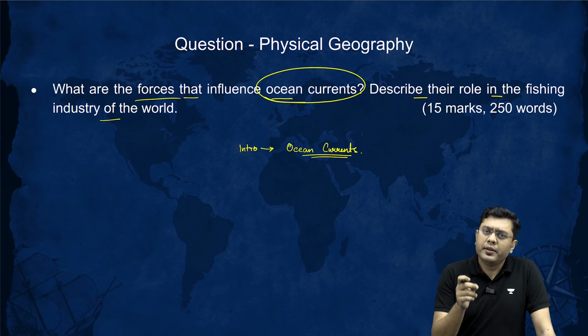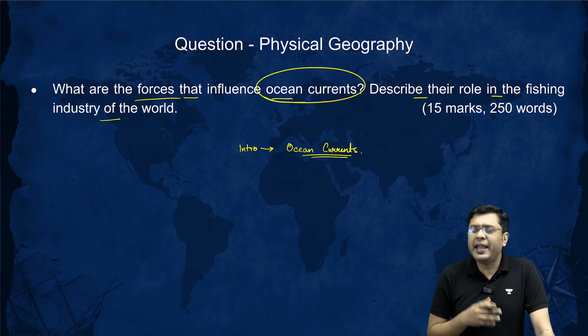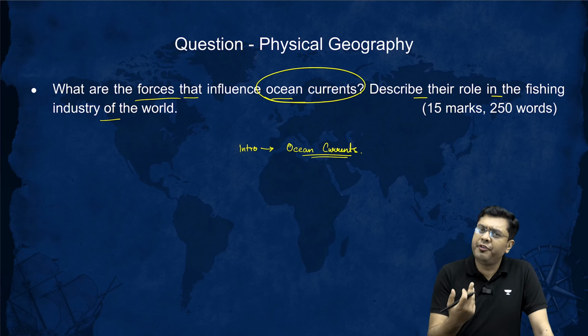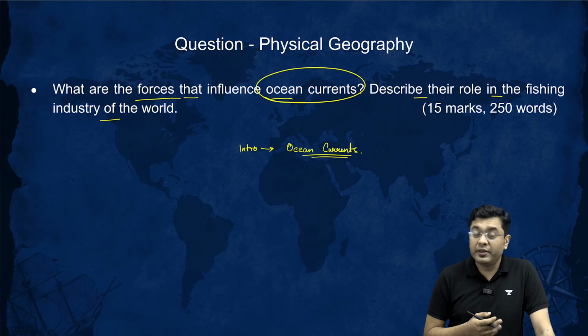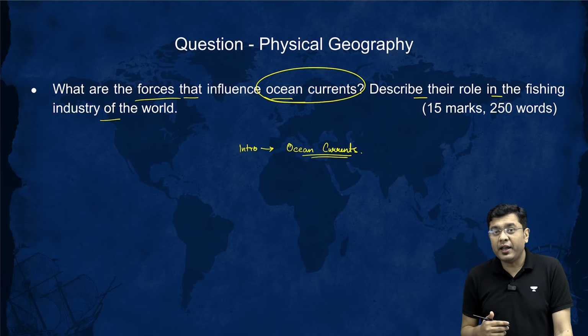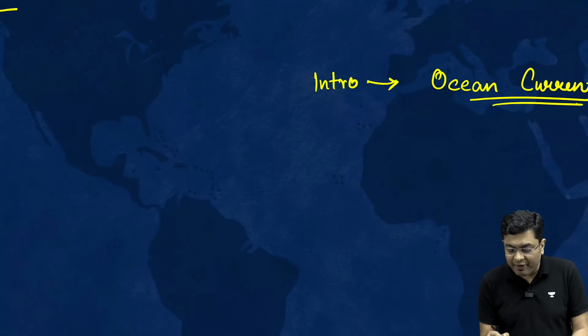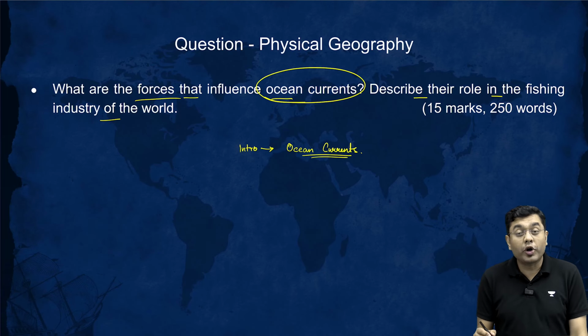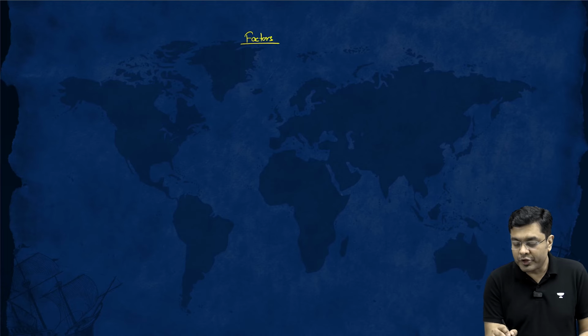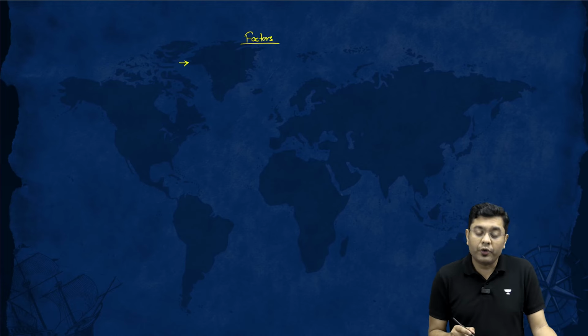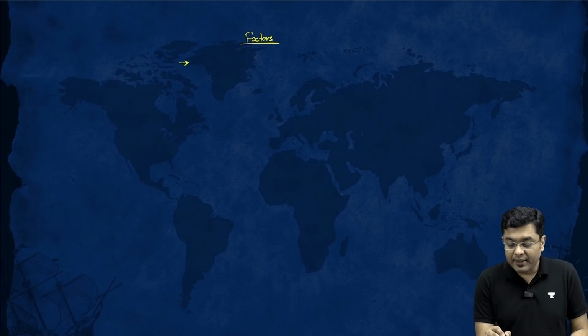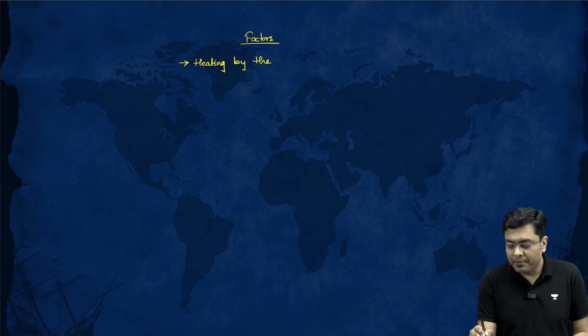Now, these ocean currents are themselves controlled by a variety of factors. They can be classified as primary and secondary. But if you were to talk about the factors which would control this, what are the various different factors? So the factors controlling the ocean currents. First of all, you can talk about the major factor, that is heating by the sun.